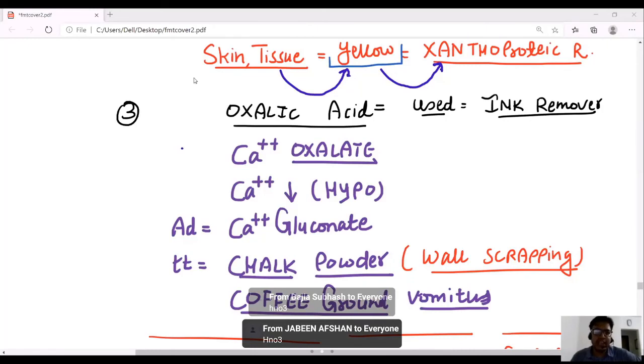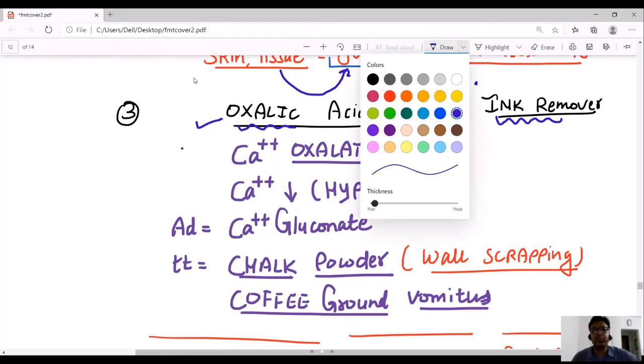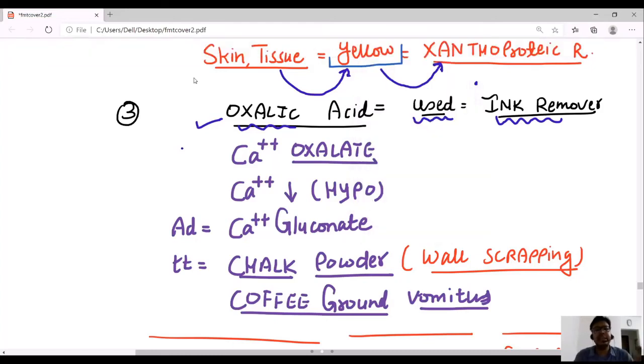Now, sir, oxalic acid. Oxalic acid is used as an ink remover. Look, sir, the use of oxalic acid in the market is as an ink remover. If you have ink on your clothes, it is used to remove the ink. In your body, it forms calcium oxalate, and it causes hypocalcemia.